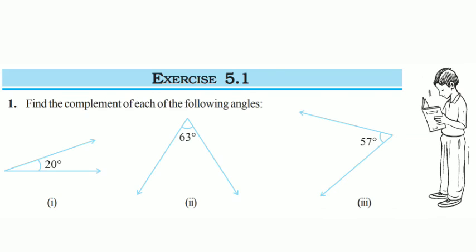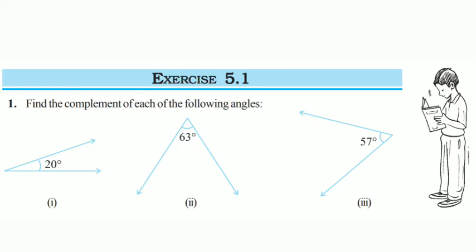Now coming to the exercise. So here the first question, find the complement of each of the following angles. Complementary angles means the sum will be 90 degrees. So here, out of 2 angles they have given 1 angle. So first question, that is 20 degrees.